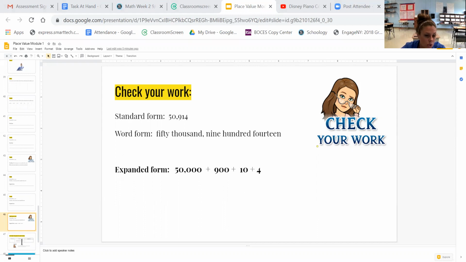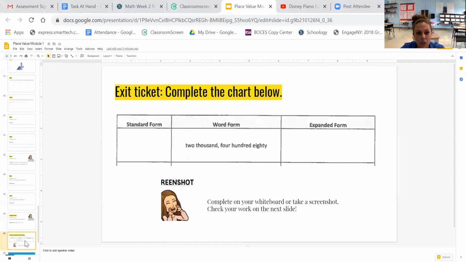The last thing I need you to do is our quick exit ticket before we can start Kahoots. So our exit ticket for today is on your whiteboard, or again, you can take a screenshot. You're going to fill in this chart. We're going to write this number, 2,480, in 2 different forms. It's already written in word form, so I need you to write it in standard form and then expanded form.